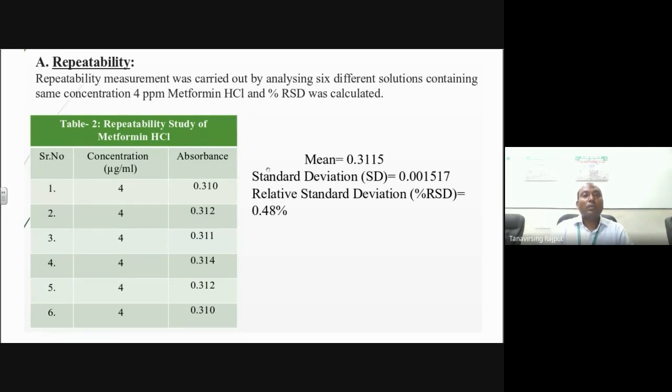Okay, now means we are taking 6 solutions, measuring their absorbance, and then calculating the percentage RSD. Percentage RSD less than 2 indicates that the result we are getting is a repetitive one. You can also observe that the absorbance of the first solution is 0.3, 0.3, 0.312, and the last solution is 0.310. Means that one is a repetitive result.